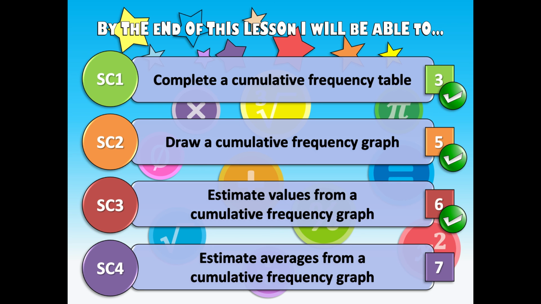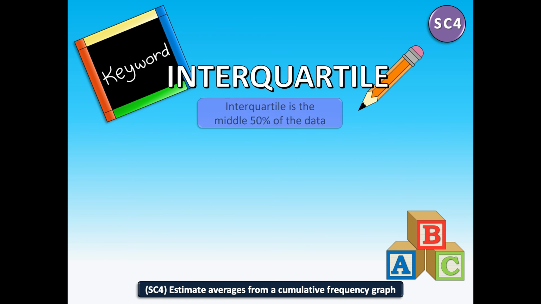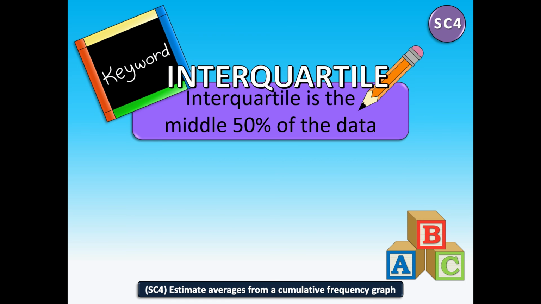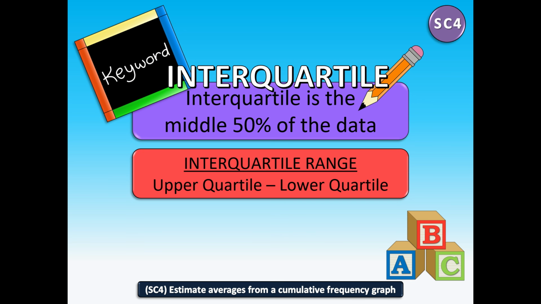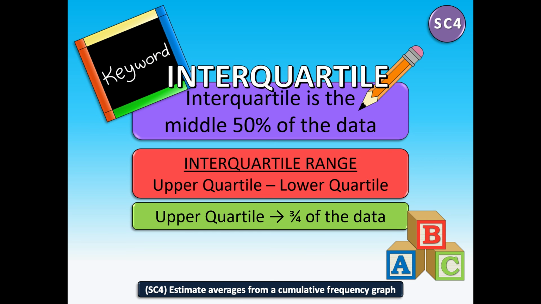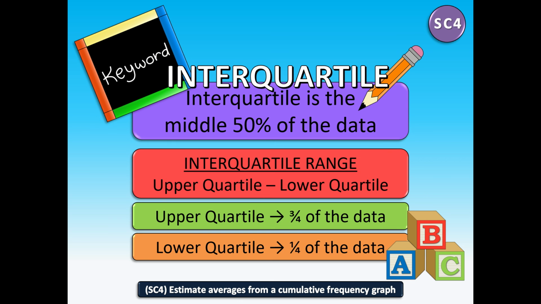So now we're going to do success criteria 4, and this is to estimate averages from a cumulative frequency graph. So the interquartile range is the middle 50% of the data. So that's where you get rid of the smallest 25% and the largest 25%. So you're left with the middle 50% of the data. To find the interquartile range, we do the upper quartile, take away the lower quartile. The upper quartile is 3/4 of the data, and the lower quartile is the first quarter of the data.